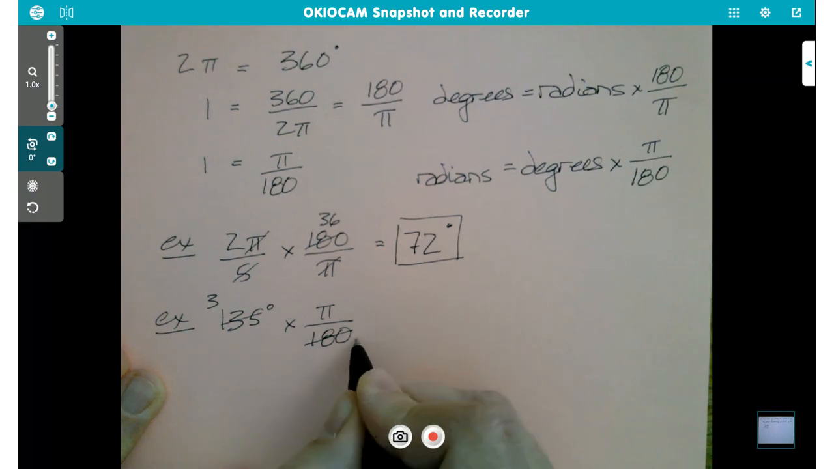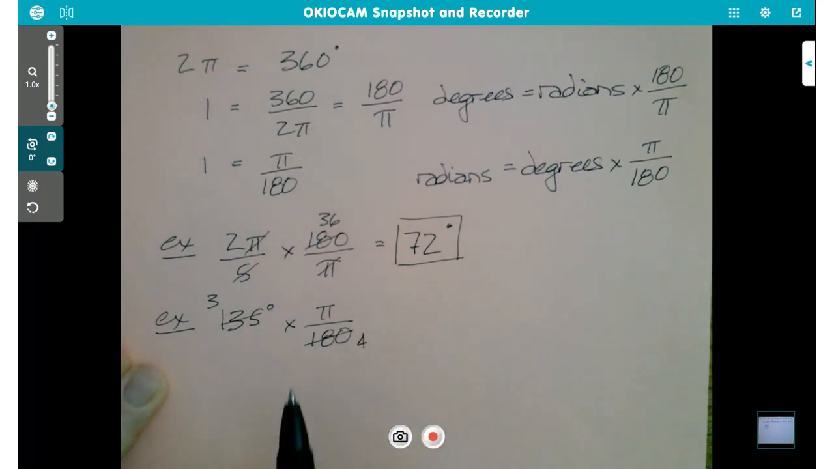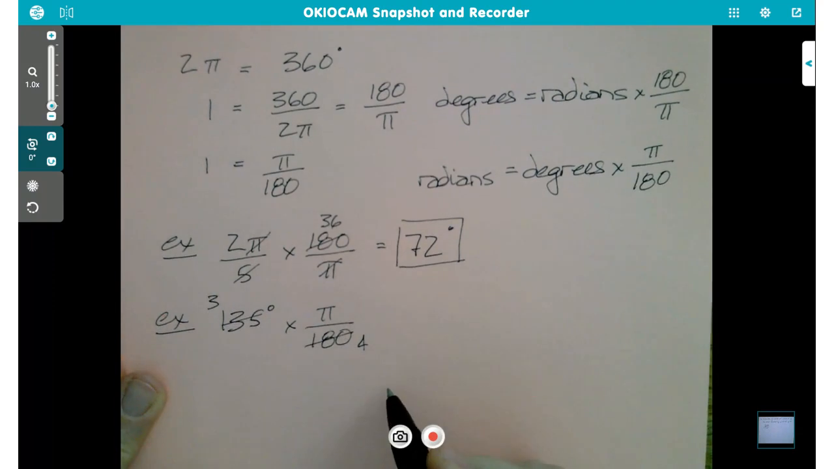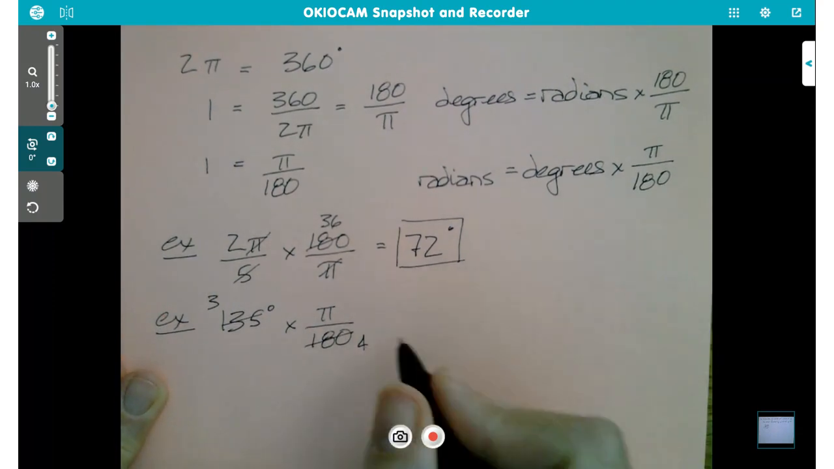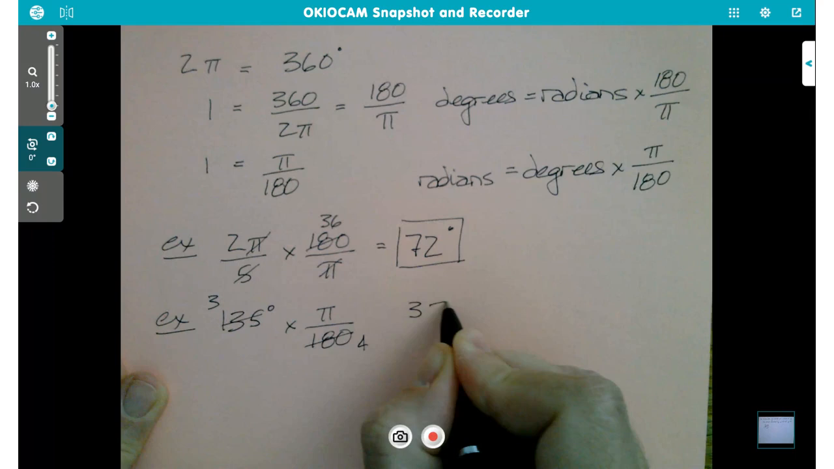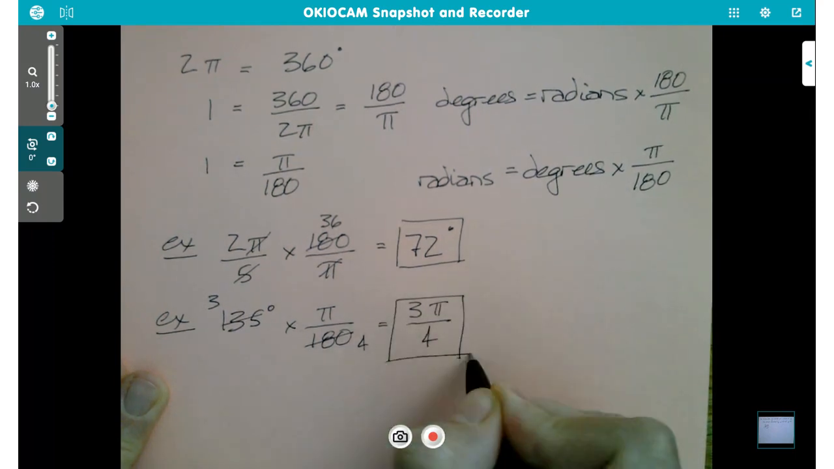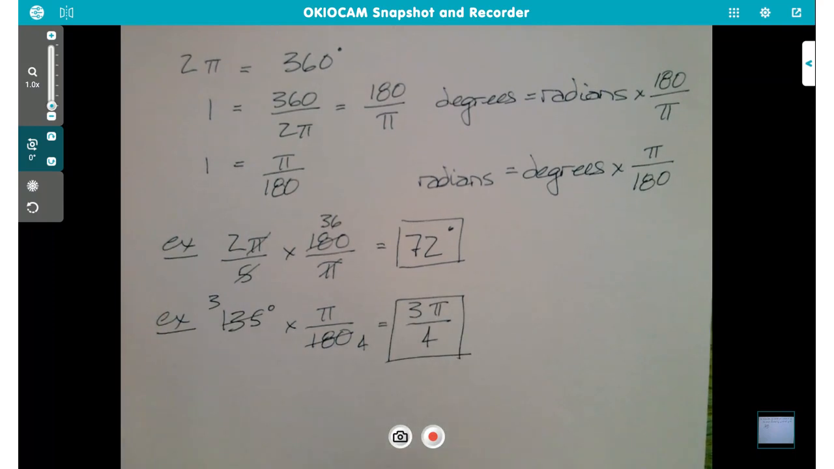With the awareness that we want exact radian measure, and that's with the pi in there. As soon as you round something on a calculator, it's not exact anymore. It's an approximation. Exact, we want the pi. So 135 divided by 180 is 3/4. This is 3 pi over 4 radians. And that's converting back and forth between degrees and radians.